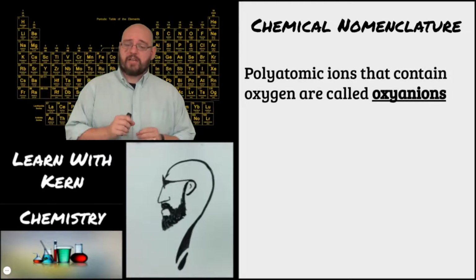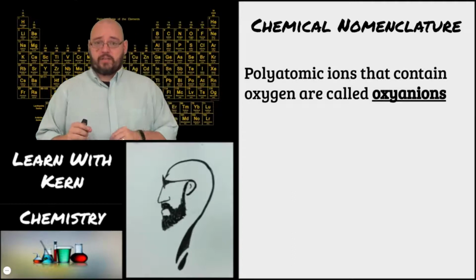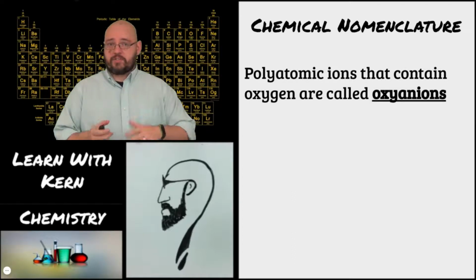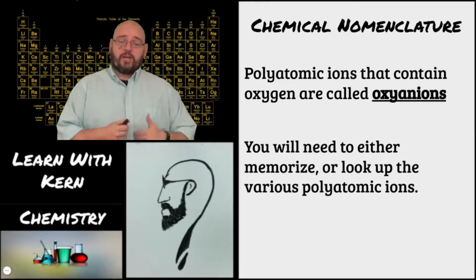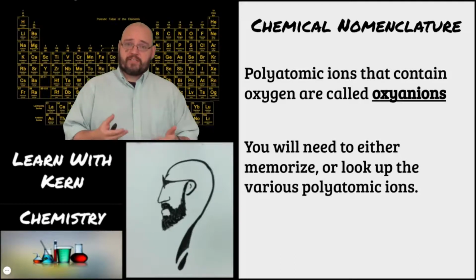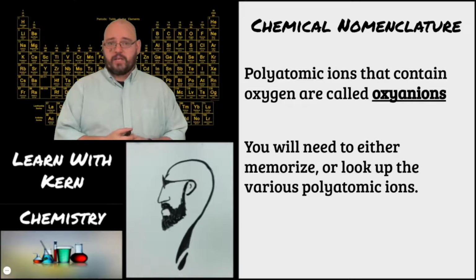So polyatomic ions that contain oxygen are called oxyanions. They're an anion that contains oxygen. You're either going to need to memorize or look up the various polyatomic ions. And as I said, I will give you a list of common polyatomic ions.